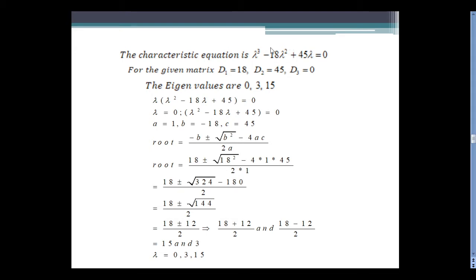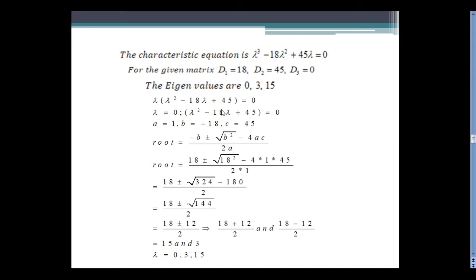Now, we have to solve this characteristic equation to get the eigenvalues. Here, there is no constant term, so we can take lambda commonly outside. By taking lambda outside, we get lambda into lambda square minus 18 lambda plus 45 equal to 0. This is a product of two factors. So I can write lambda equal to 0, and the next one, lambda square minus 18 lambda plus 45 equal to 0.